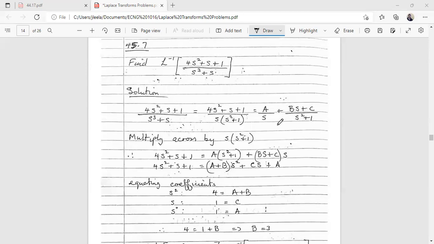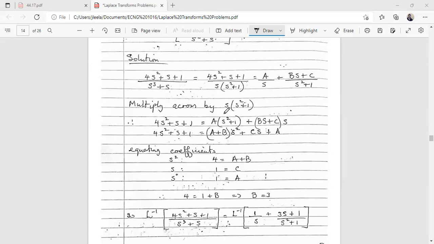And now you multiply across by s into s squared plus 1. Notice if you do that, your left-hand side will just have 4s squared plus s plus 1. And then your s will cancel here, so you'll get a into s squared plus 1. And your s squared plus 1 will cancel here, so you'll just get bs plus c times s, right?